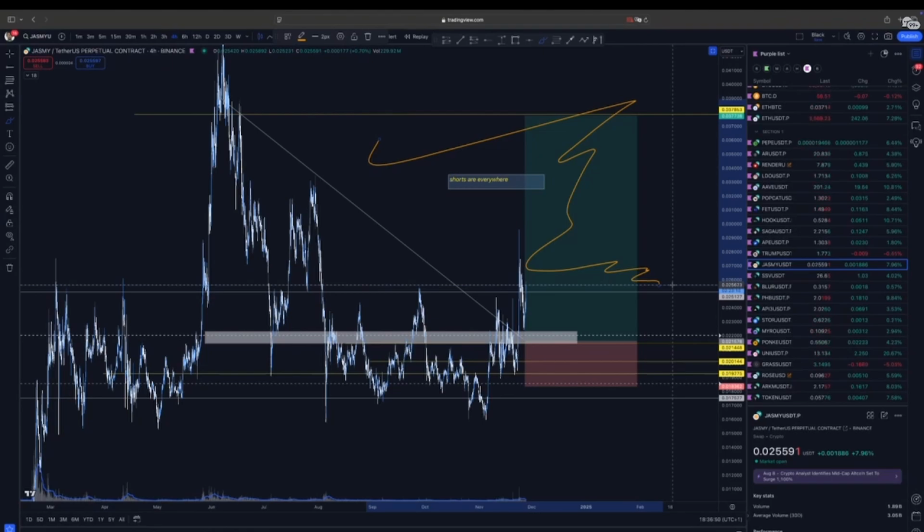What happens when shorts get stopped out, right? They buy. When shorts get stopped, shorts are buy and then they sell. So when they get closed out, there's buy pressure. So as soon as it breaks here, you want to enter, right?